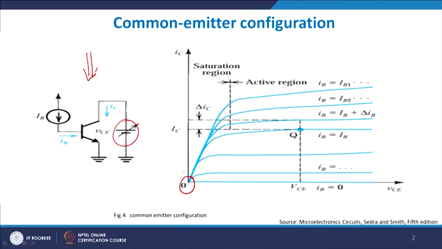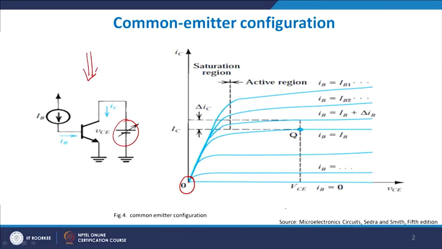Now, when VCE equals 0, my collector current will also be equal to 0, and the reason is that when VC equals 0, there is no electric field on the collector side to accept the electrons which are coming from the emitter side. Even if there is a base current or an emitter current available, all the emitter current is going to the base side, because you do not have any potential on the collector side to accept the charge carriers, and that is the reason the current is 0 for VC equals 0.